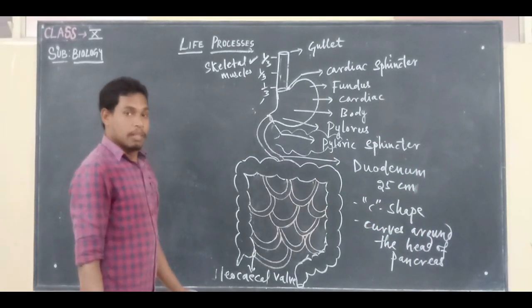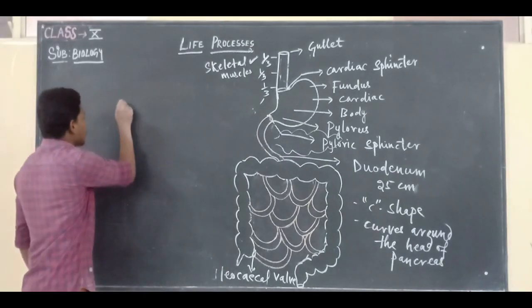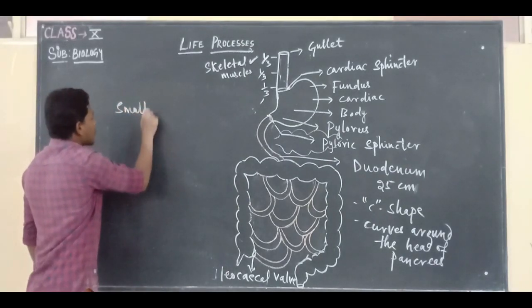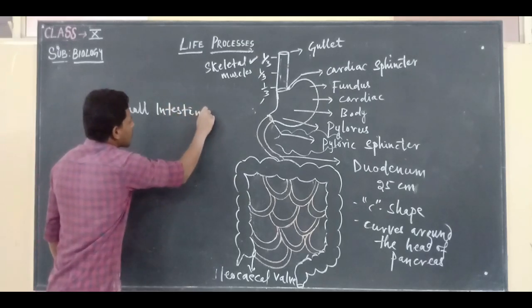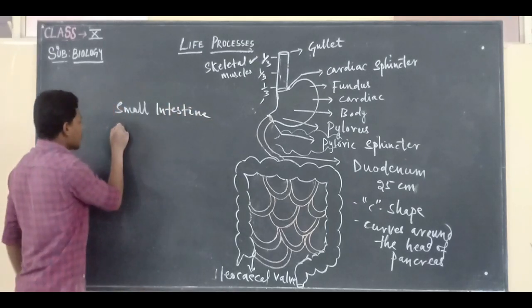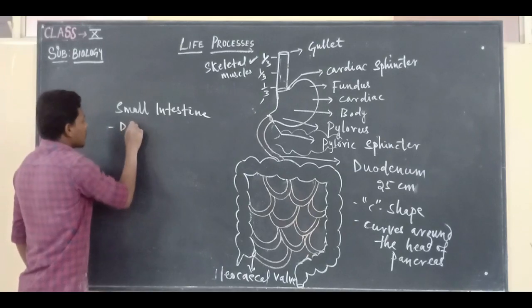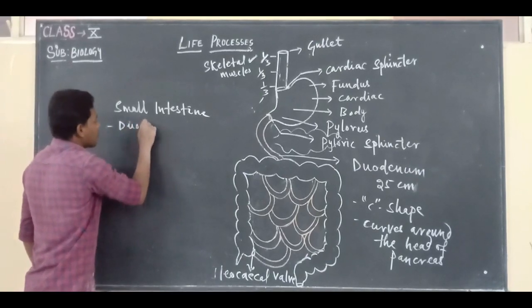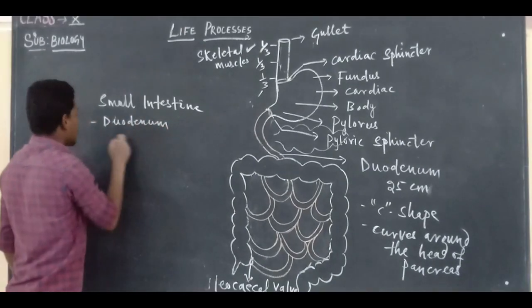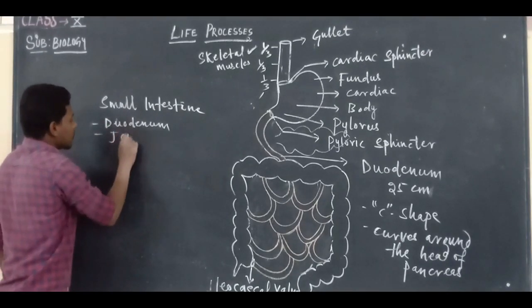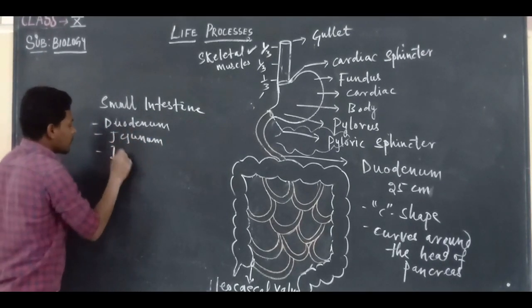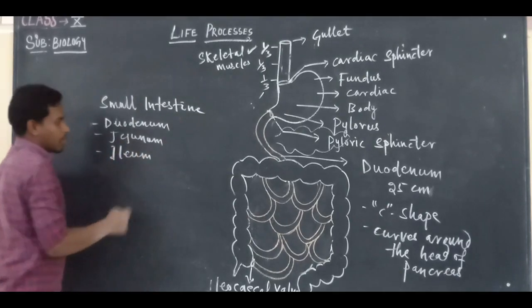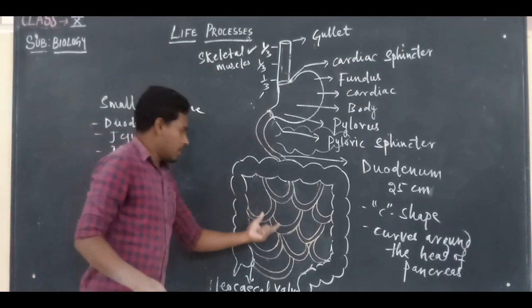Okay, so the small intestine has three parts. They are the duodenum, jejunum, and ileum. Okay, next we will see the large intestine.